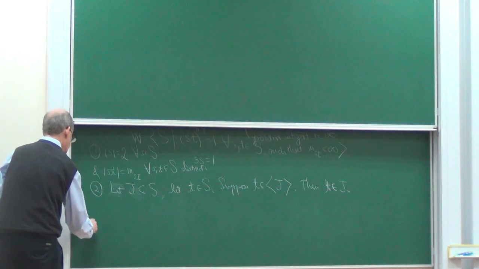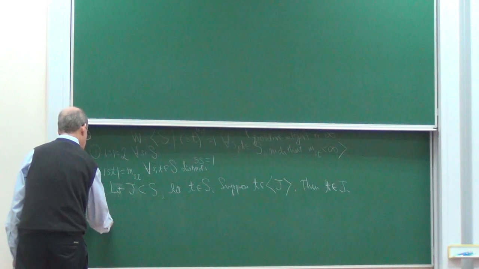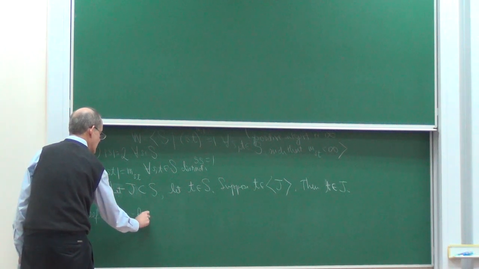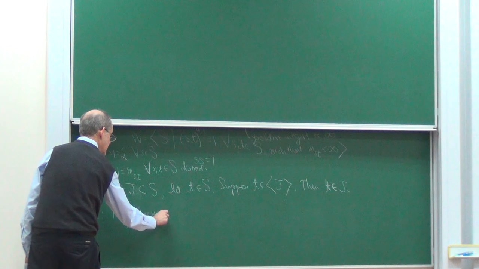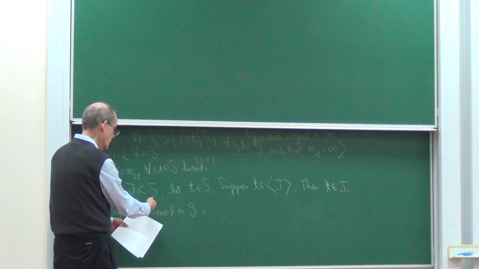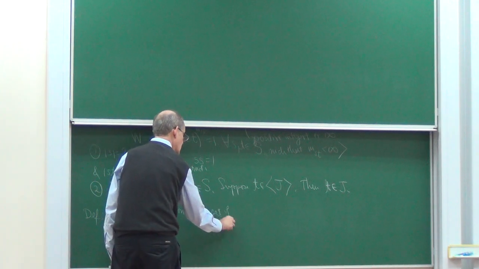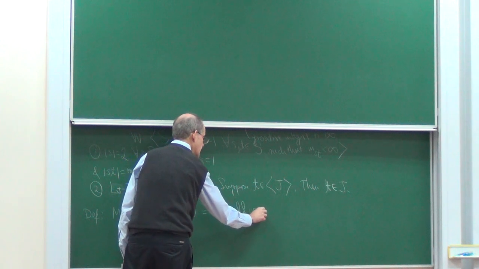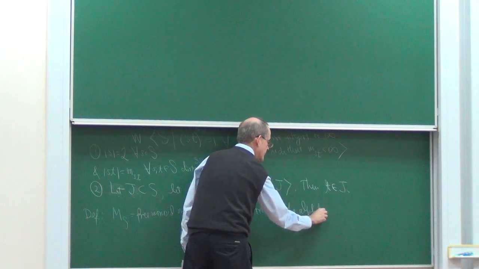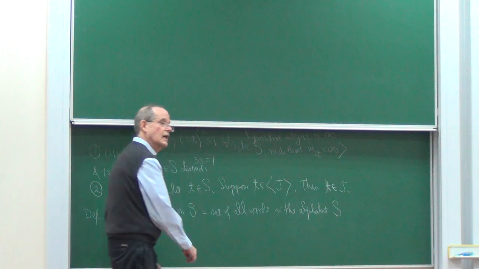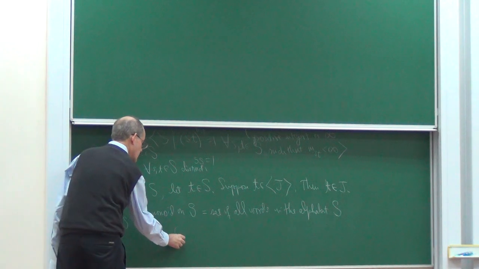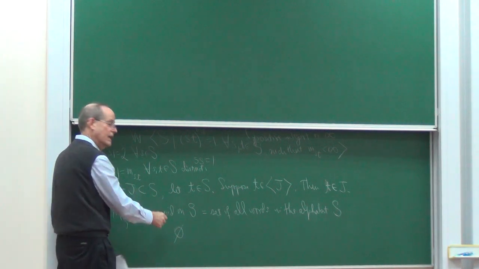Then we need a definition. First of all, we'll define M_S to be the free monoid on that set S. So this is only a fancy word for the set of all words in the alphabet S. And you multiply two words just by putting them together. So in particular, you have the empty word. This is the identity in the free monoid.